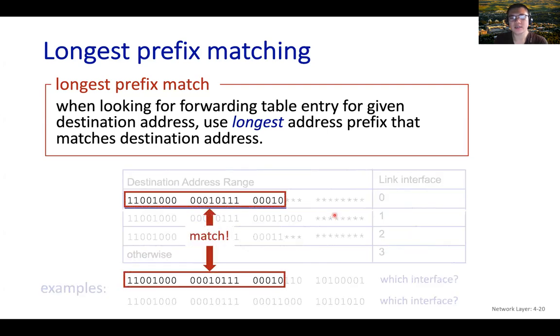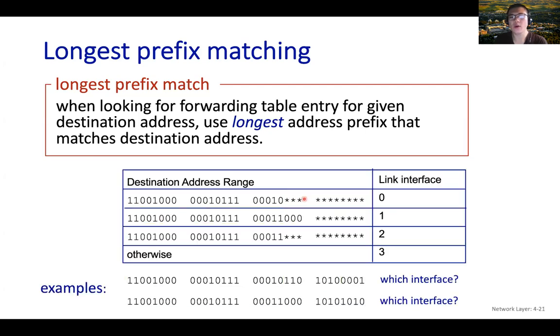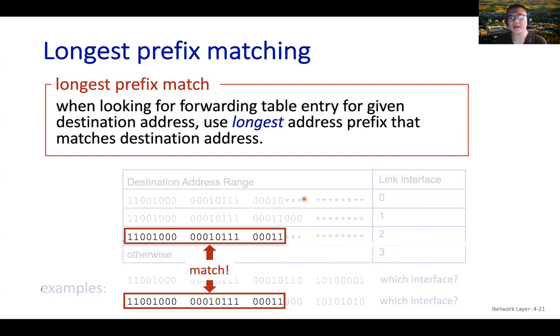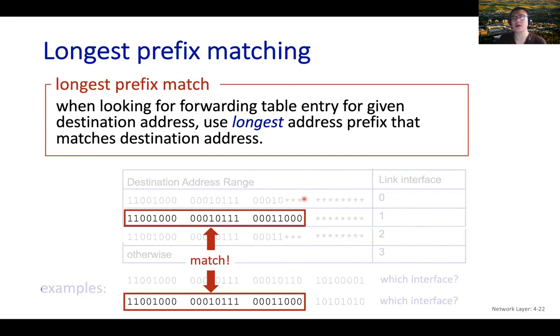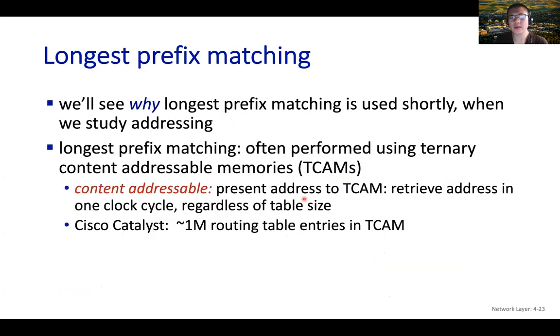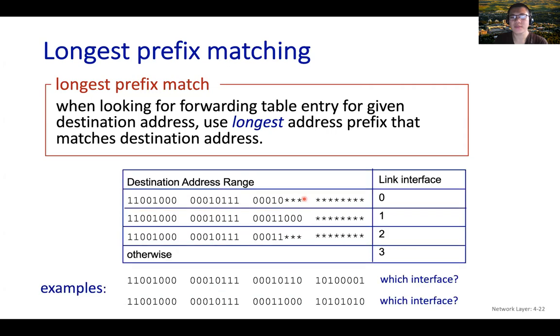Okay, so here is an animation. For the first one, it should be matched with 0. For the second one, there are 2 matches, right? So 1 and 2 are both matched, but our idea is to find the longest address prefix that matches. Okay, so it should be 1. Although both of them, 1 and 2, are matched with this address, the link interface 1 is the longest one.